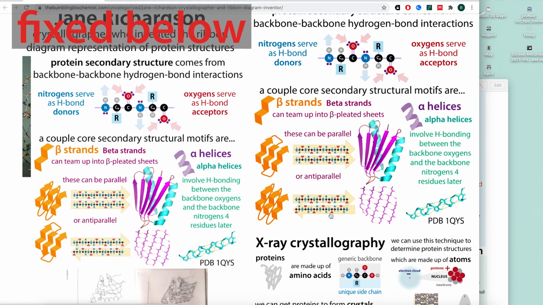Sorry, this one should be, yeah. So these two structures should be opposite. So these ones are parallel and these are anti-parallel.